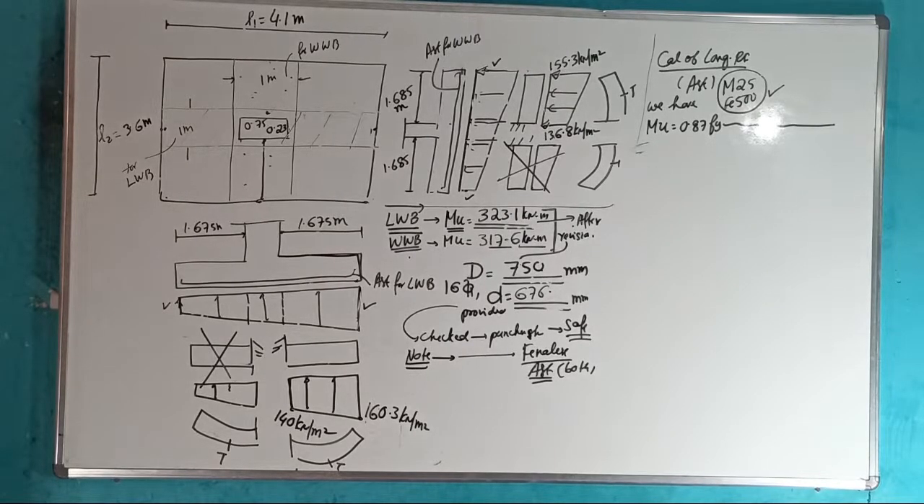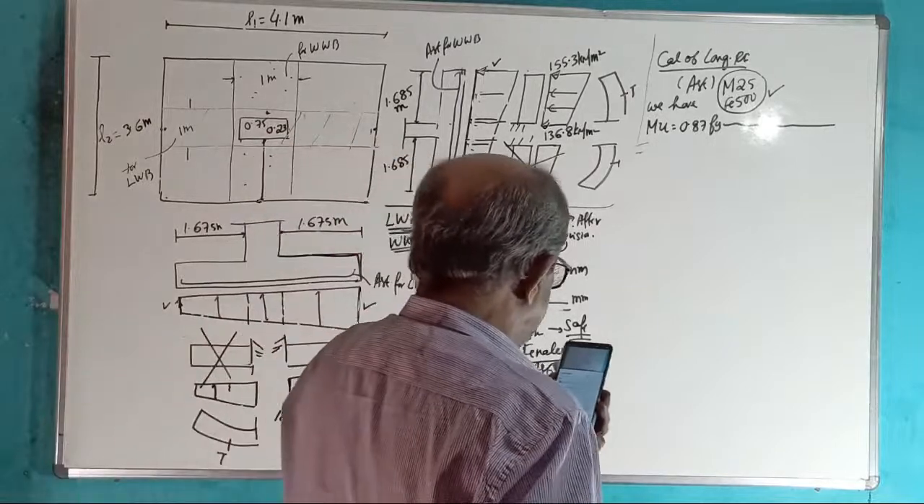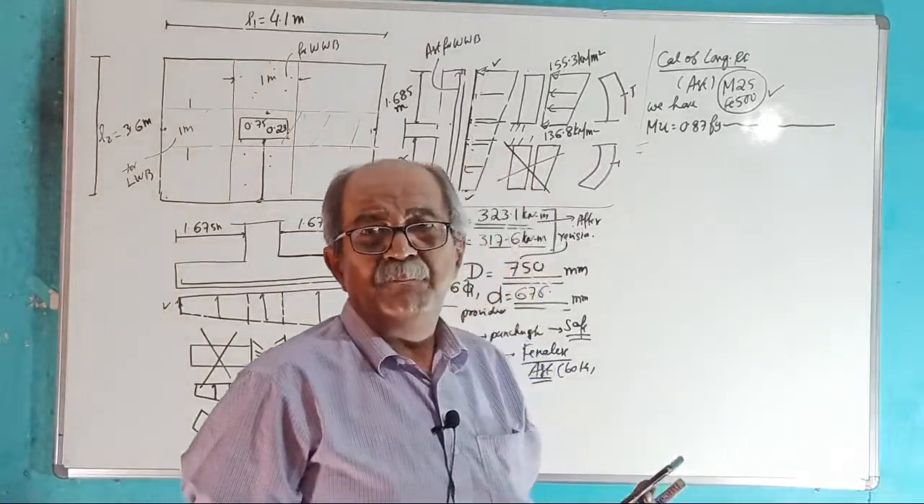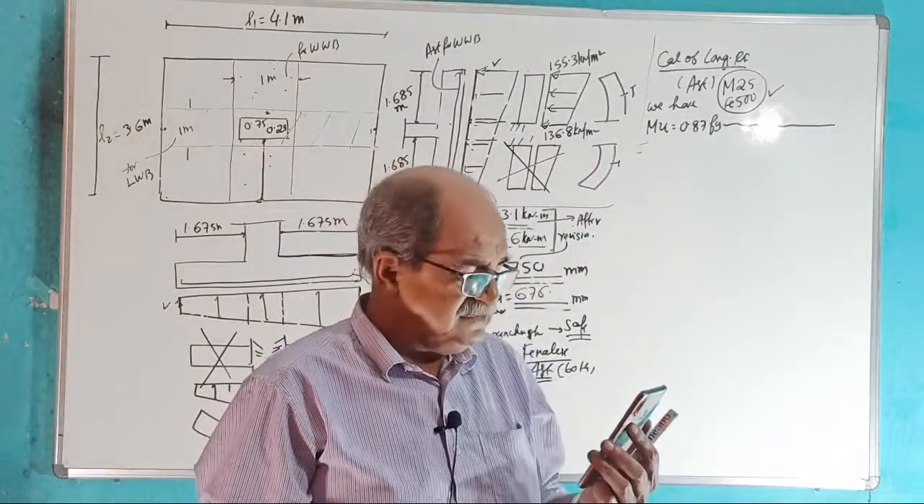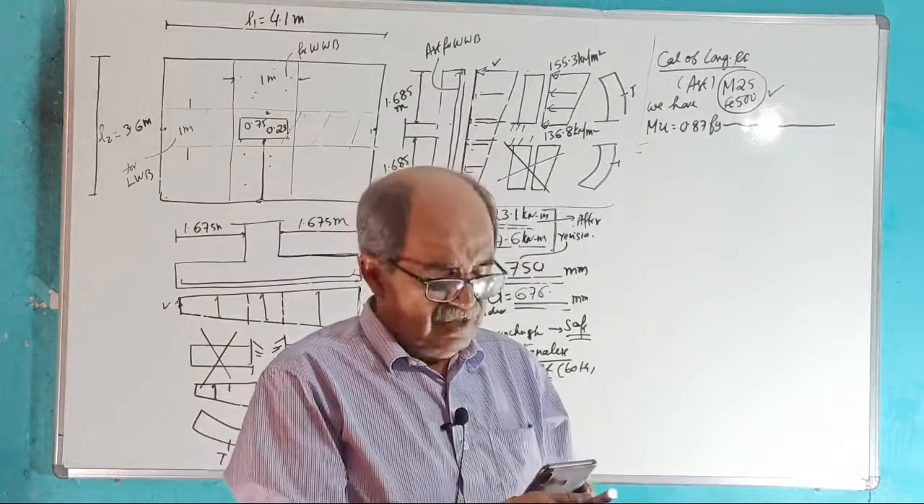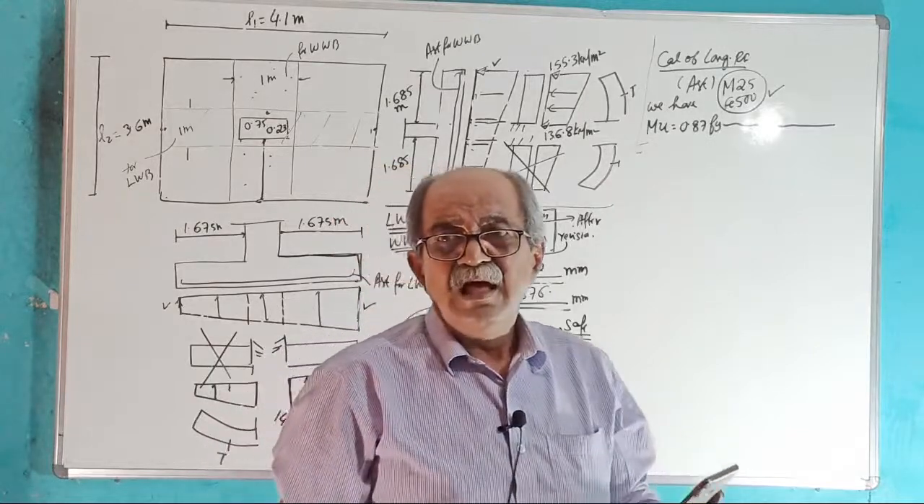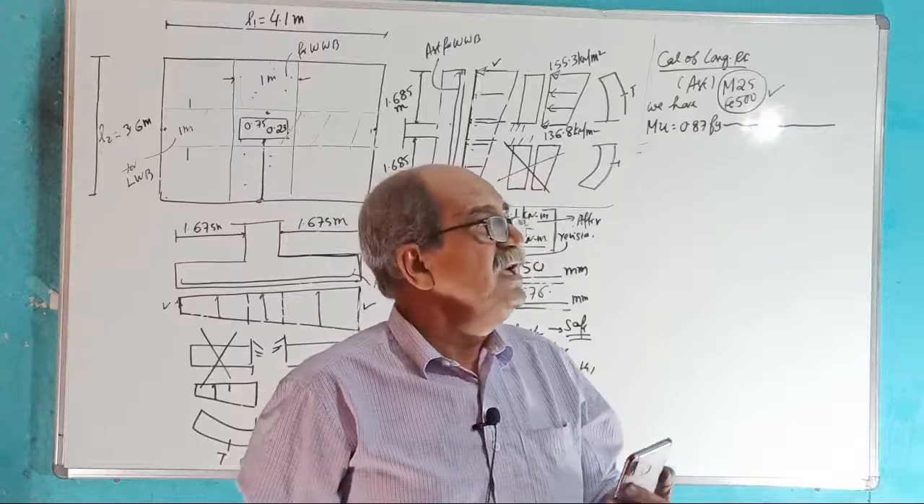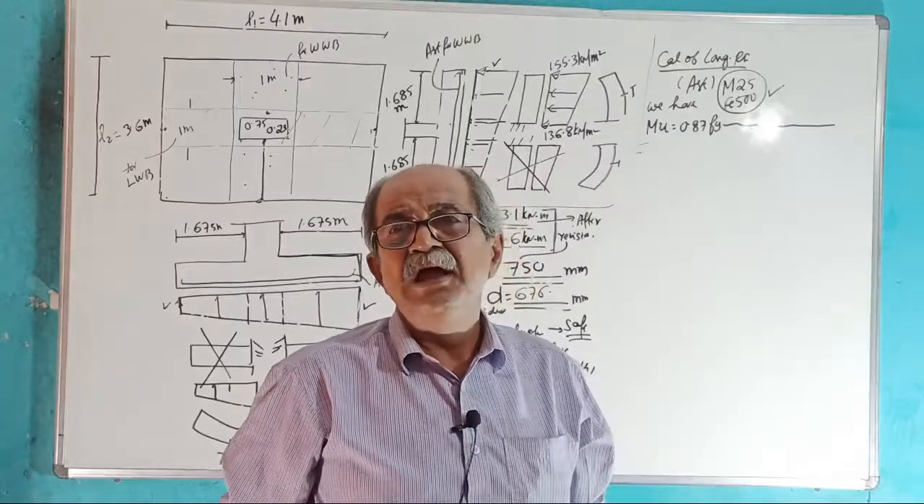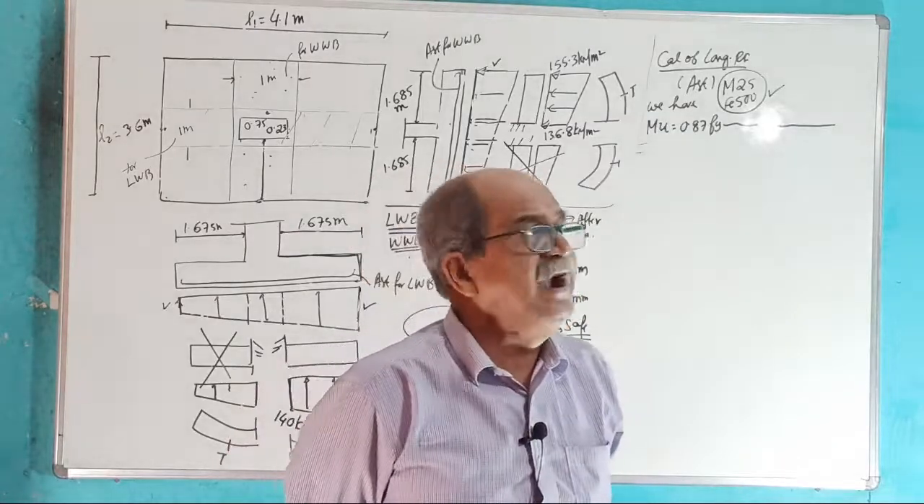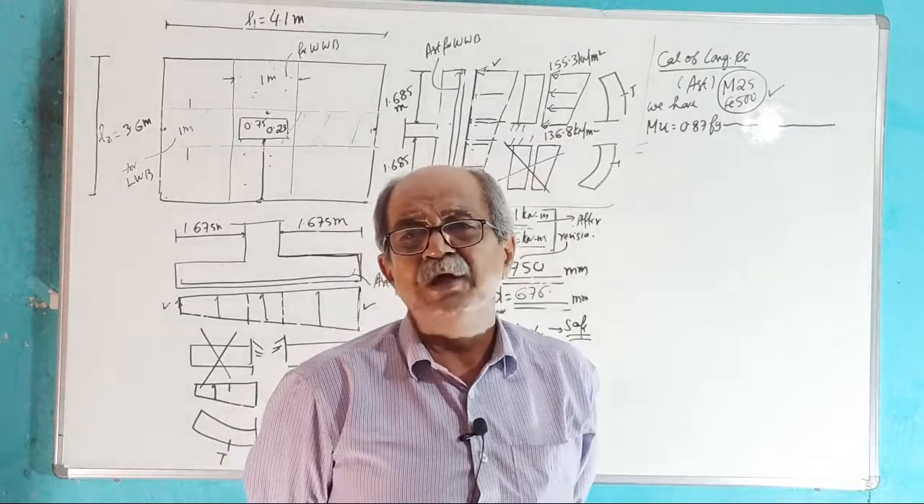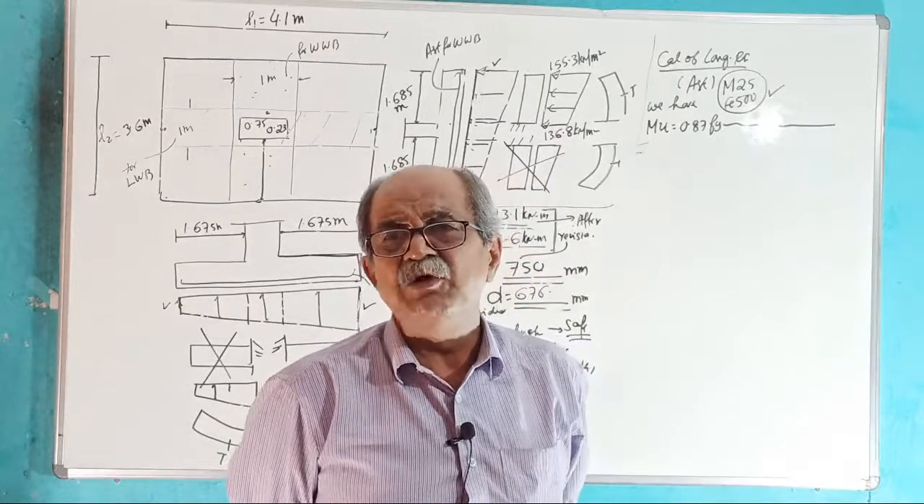We are using M25 concrete and FP. See, I forgot now. FP 415 or 500? Tell fast. See the question. Otherwise, what will happen? Someone will comment: when he started the question, he took FP 415, FP 500, suddenly he changed to FP 415. No, I do not want such negative comments.